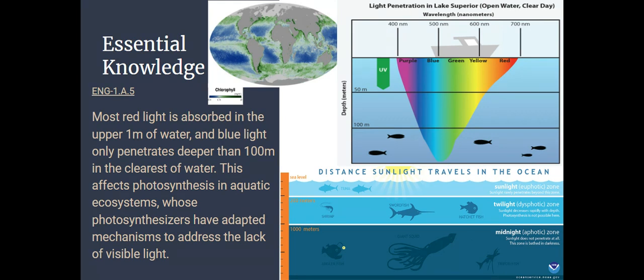And we will do a lab activity sometime in the spring that will look at the different colors of light and the rates of photosynthesis. So the deeper we go down means the organisms are going to need to be adapted to address that lack of visible light. And as we just mentioned, chemosynthesis would be a good option.